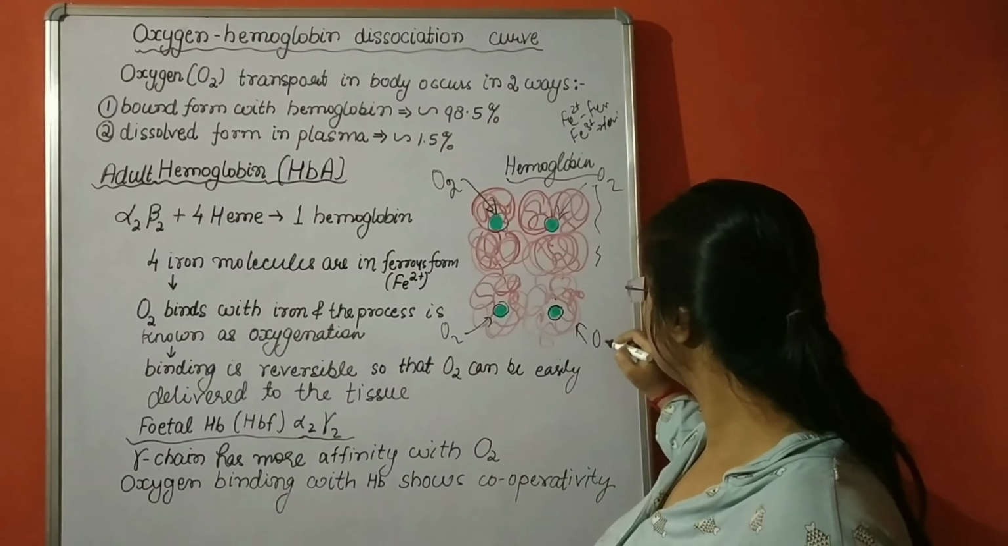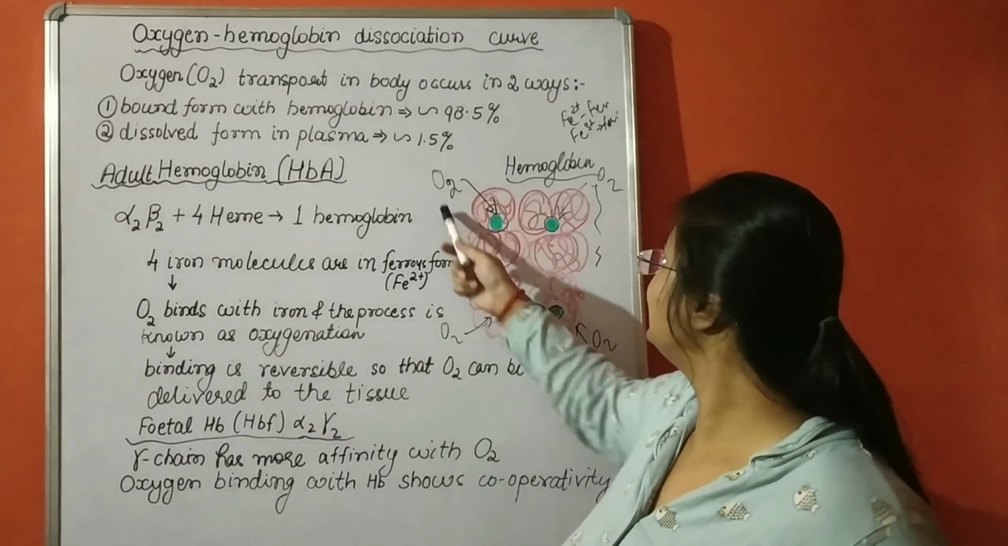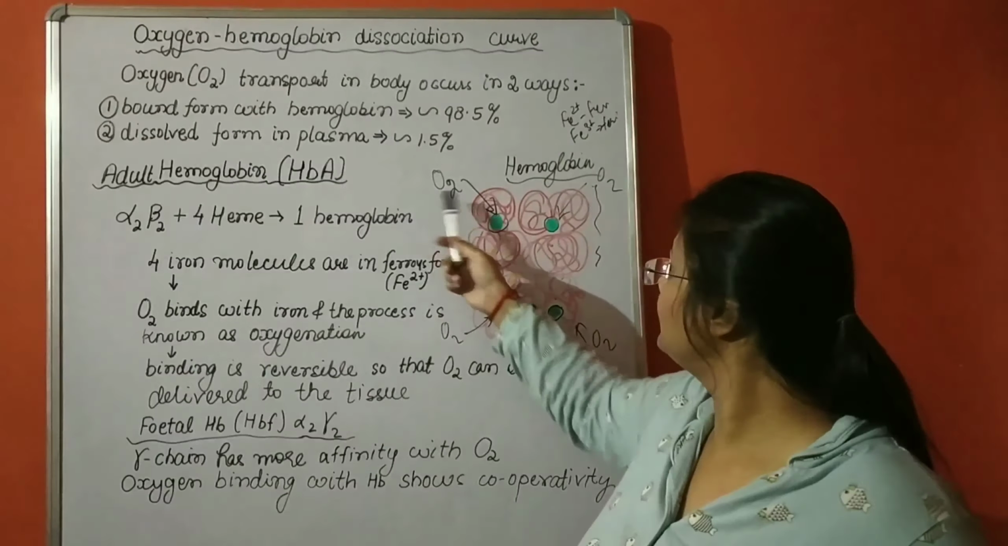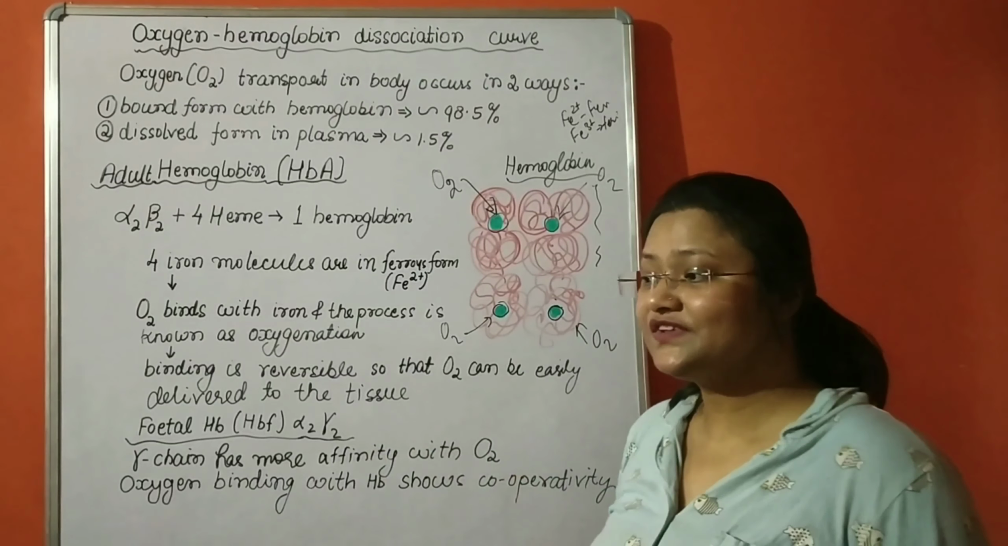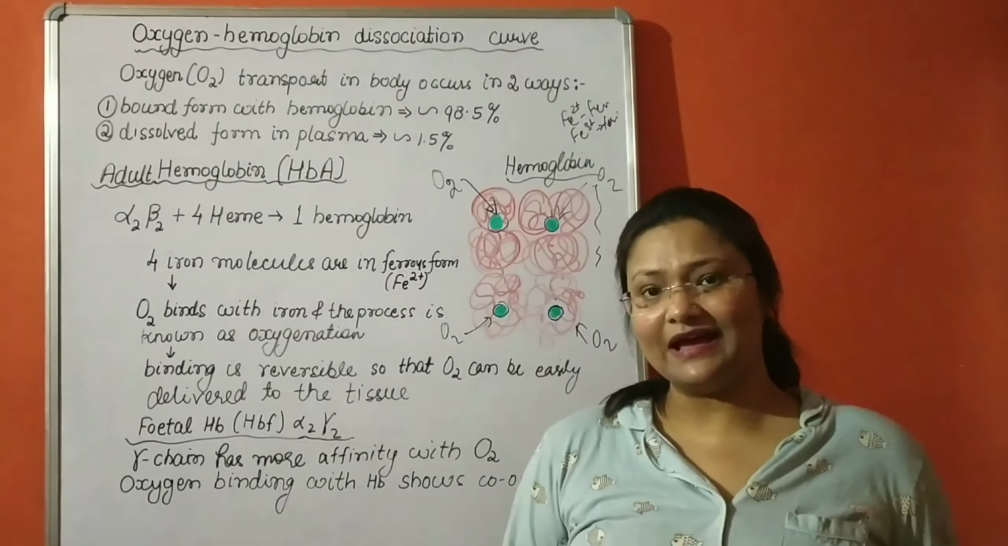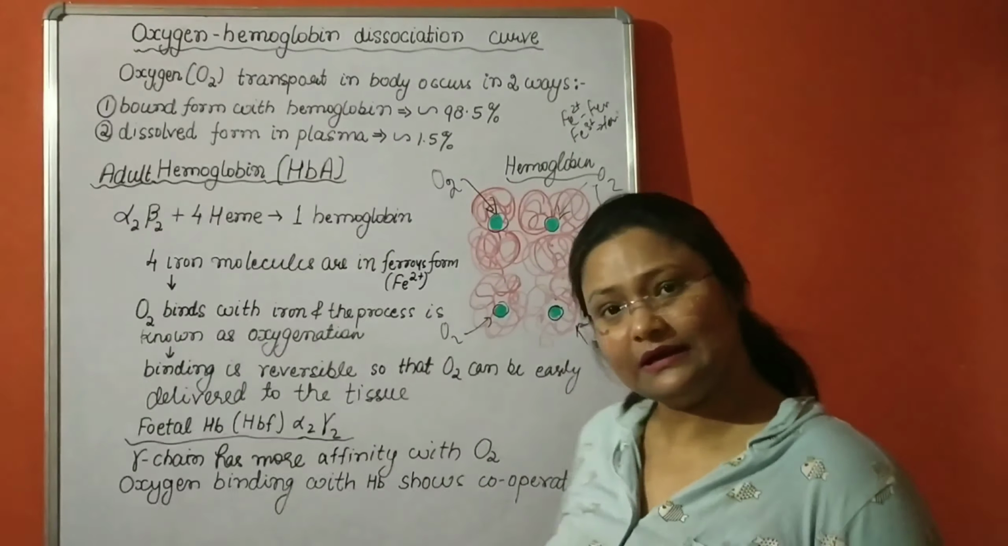Once the second O2 has also bound to the hemoglobin, the third one will be even easier, because these two oxygen molecules facilitate the binding of the third, and the fourth one will bind even more easily. This phenomenon is known as positive cooperativity. So this is the background information. Now let us discuss how exactly an oxygen-hemoglobin dissociation curve, or oxyhemoglobin curve, looks like. It is sigmoidal in shape. Let us discuss that with the diagram.